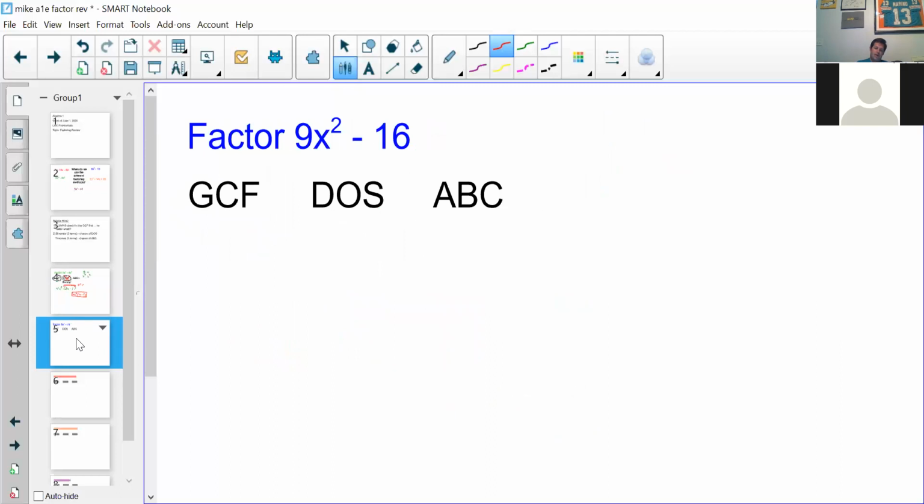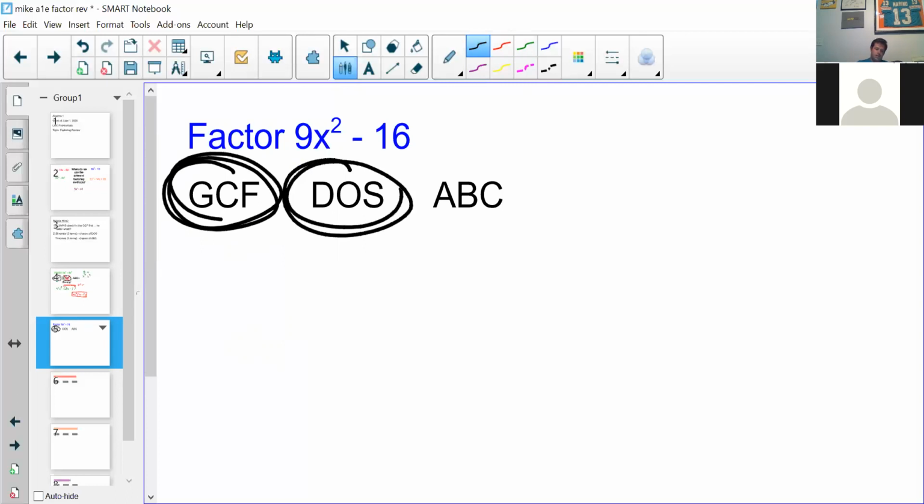Factor 9x squared minus 16. It looks kind of similar to the one we did before. Of course, we want to check for a GCF first. I see 2 terms, so it's a binomial, and we'll check for difference of squares also. We're not seeing a trinomial, we're not seeing 3 terms. We're seeing 2 terms, the 9x squared and the 16. So we're not going to use our ABC method with the quadratic trinomials to try to factor this.